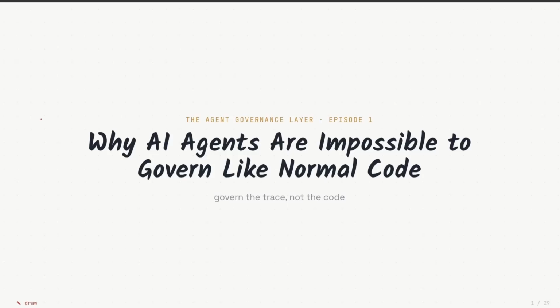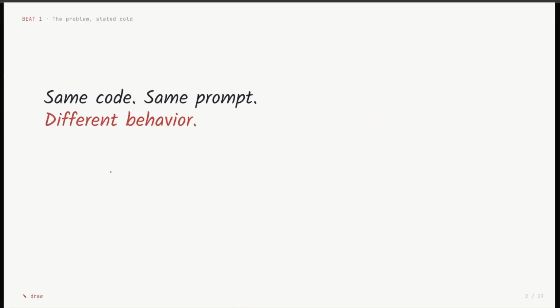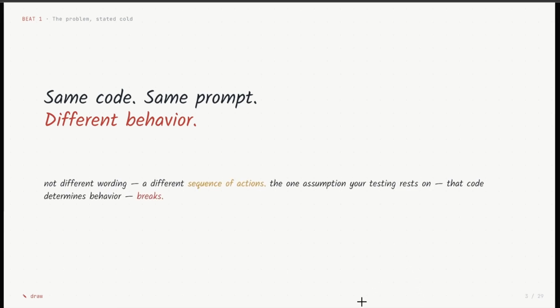Today's episode is about why AI agents are impossible to govern like normal code. So, here is a problem you can't fix with a better prompt. You write an LLM agent, run it on a task, it works, there is no problem there. Then you run the exact same task again. Same code, same prompt, same model, and it does something different. Not different wording in the answer, sequence of actions.